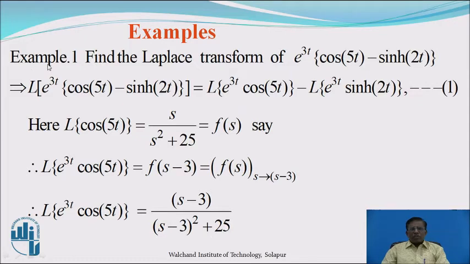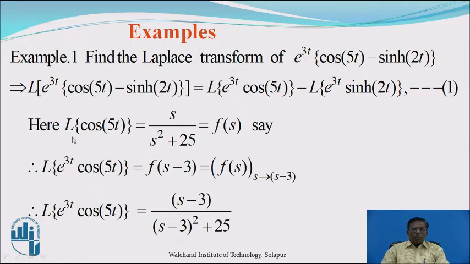Now let us see examples. Example 1: find the Laplace transform of e^(3t) into bracket cos 5t minus hyperbolic sine 2t. Now by linear property, Laplace transform of e^(3t) into bracket cos 5t minus sinh 2t can be written as Laplace transform of e^(3t) into cos 5t minus Laplace of e^(3t) into sinh 2t. Denote this equation by 1.